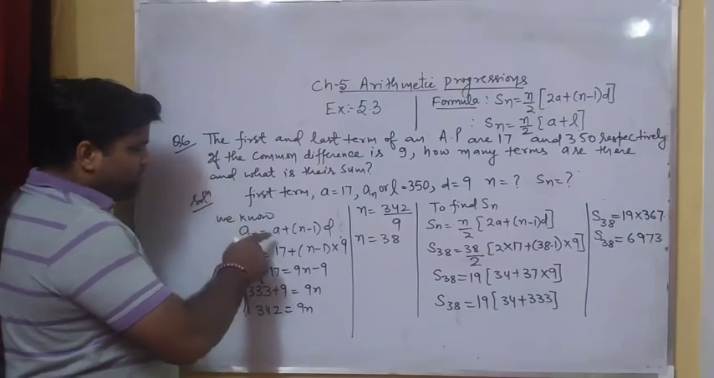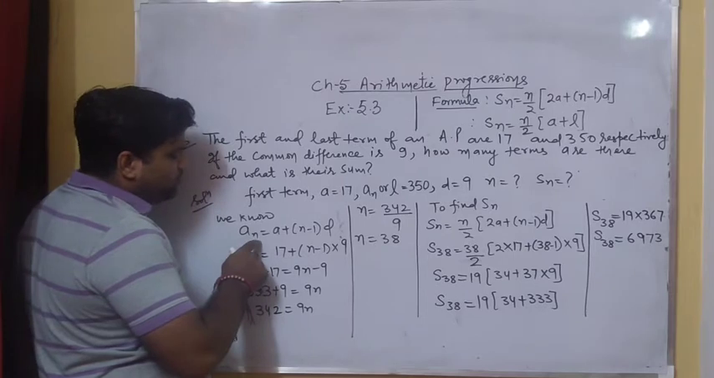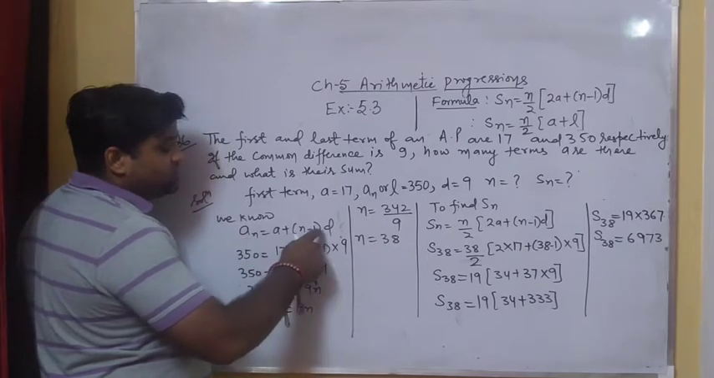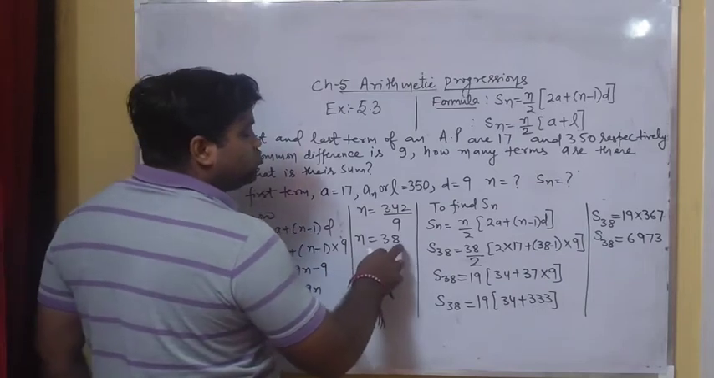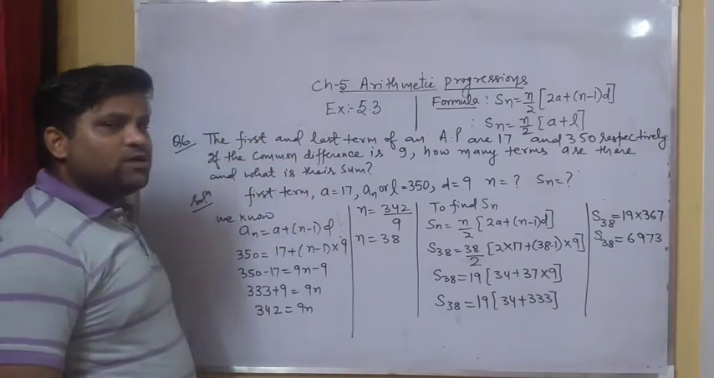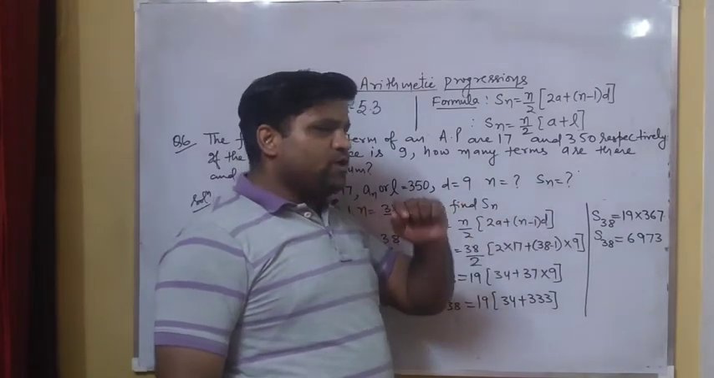Now let us first find n. We can use the formula for the nth term of an AP, which is an equals a plus n minus 1 into d. On putting all the values and after solving, we get the value of n equal to 38, which is the required answer. Now we have to find the sum of n terms of an AP.